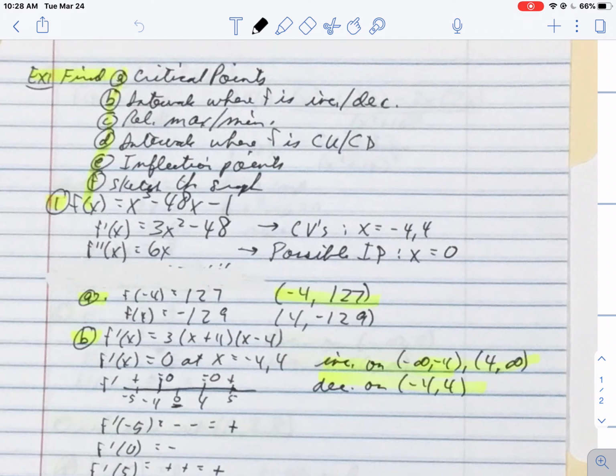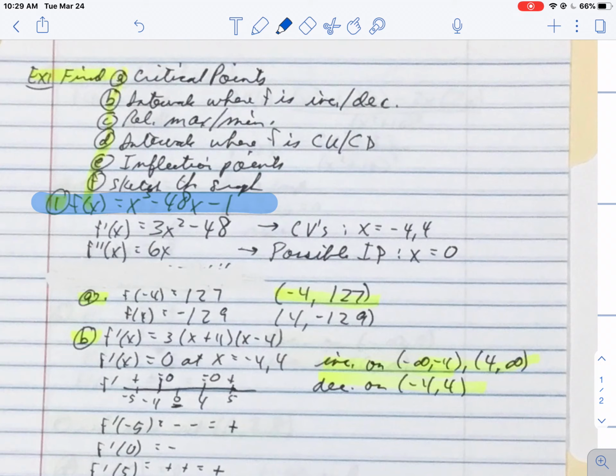So the function that we're looking at, number one, I've got f of x equals x cubed minus 48x minus 1. I'll go ahead and find our first and second derivative because we'll need to use both of those. So our first derivative, and this is a nice little polynomial, power rule, so f prime would be 3x squared minus 48. And then our second derivative, f double prime, would be 6x.